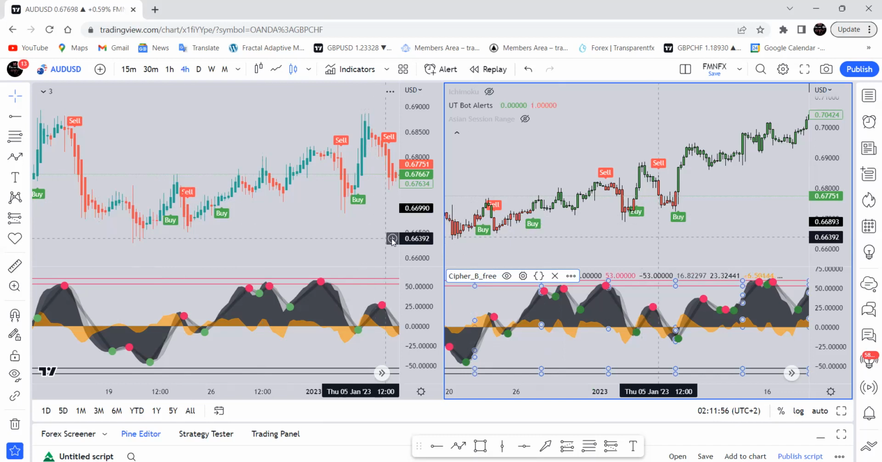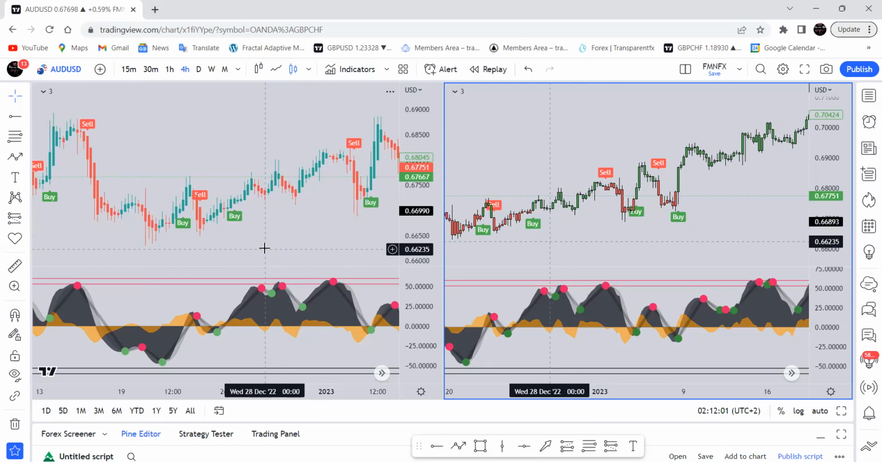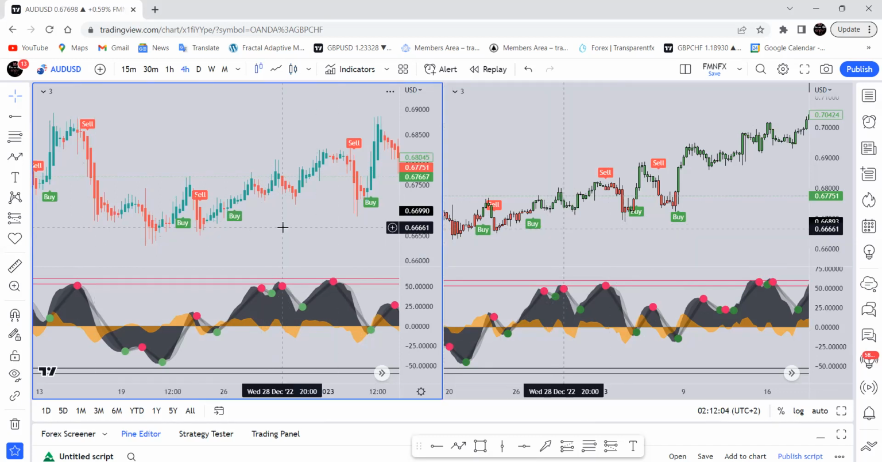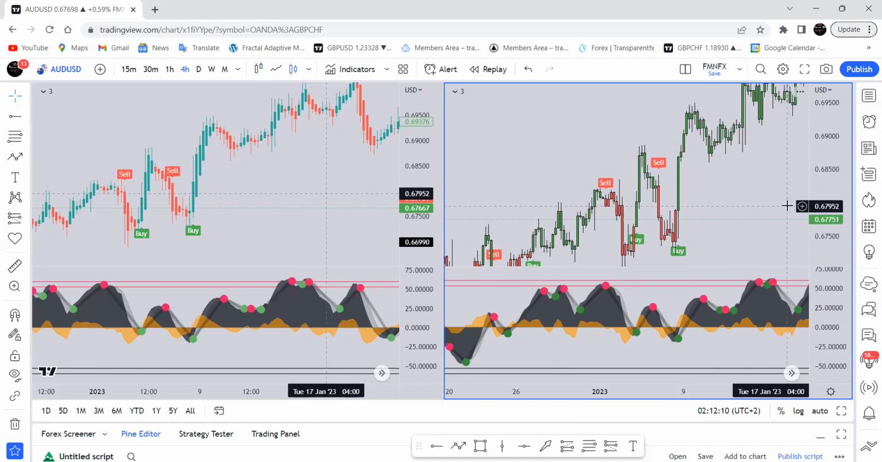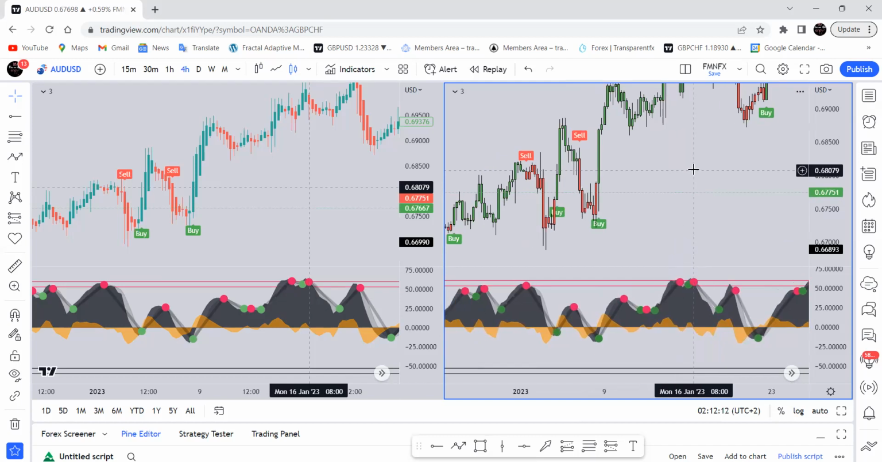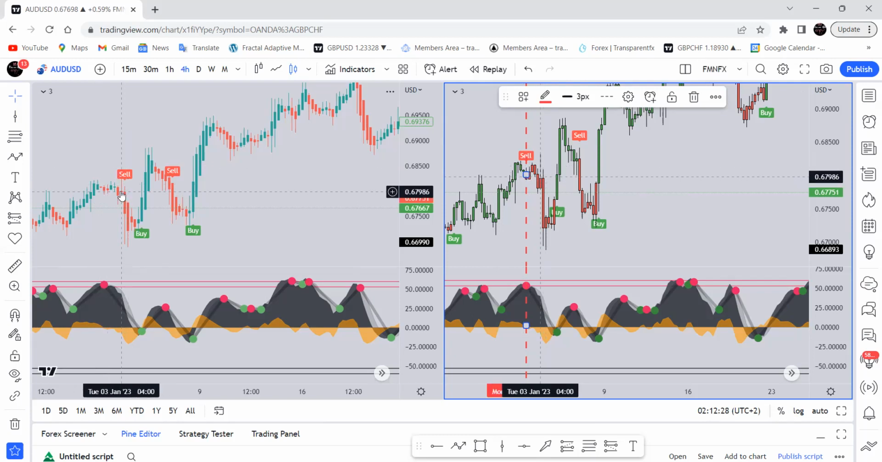Okay. So I noticed when the dots are within 1 to 2 candles of the buy sell signal, it's more accurate. So let's take this sell. We got a sell signal on this candle. As you can see on my left side, the sell signal didn't come until over here. And then it dropped.